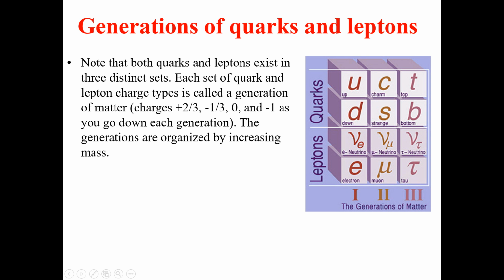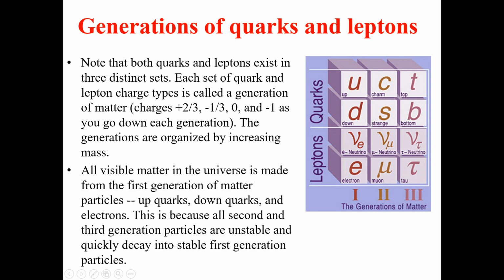So here the charge varies from 2/3, minus 1/3, 0, and minus 1. The generations are organized by increasing mass number. Here we have these generations, first, second, and third generations, and we remember that they are organized by increasing mass.